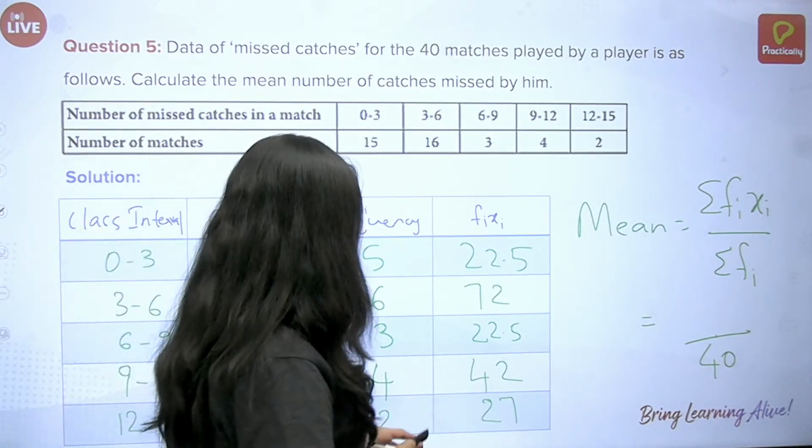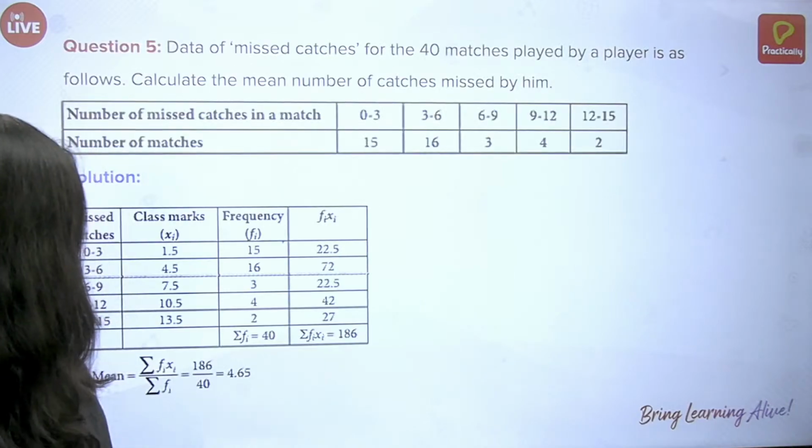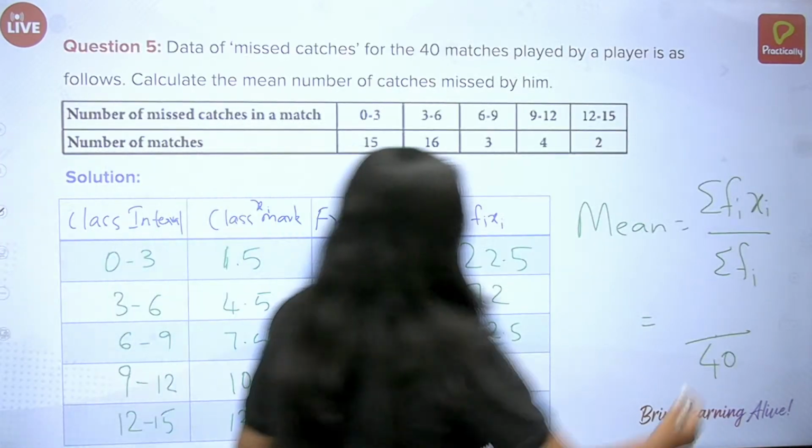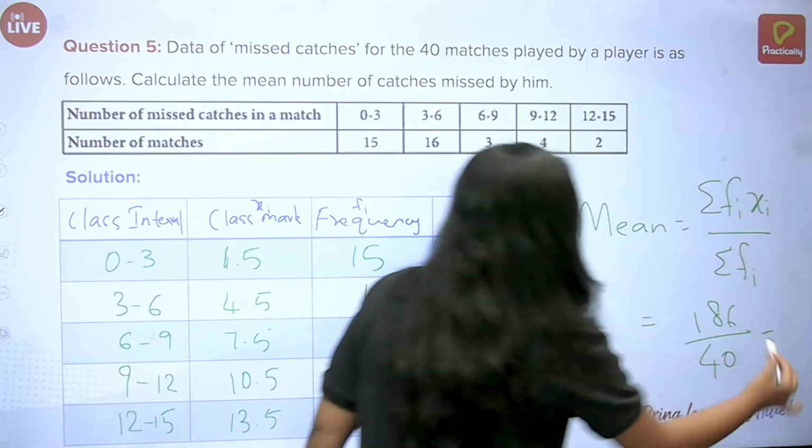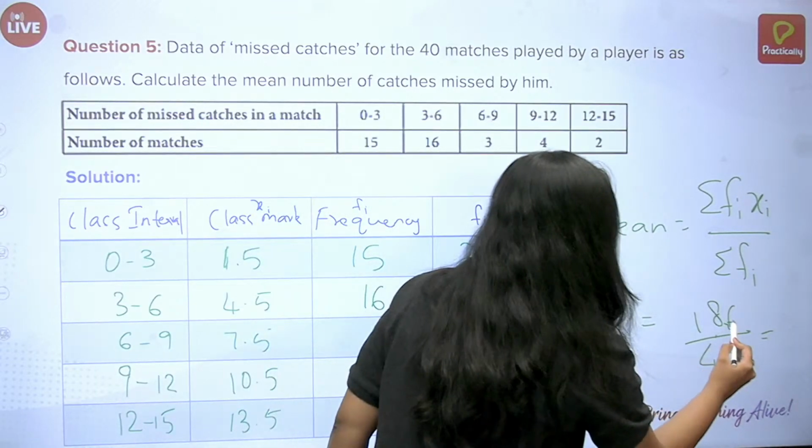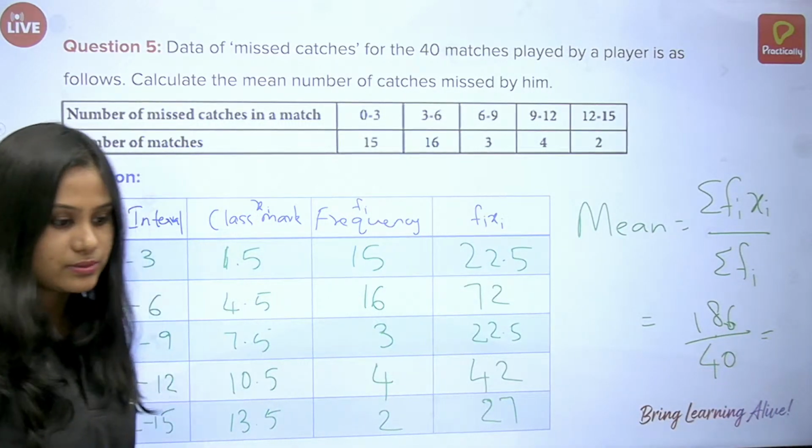$186. Okay, Sairam says 186. Let us see if it is 186. Very good. It is 186, Sairam. Now tell me the mean also. Do 186 by 40. Tell me the mean.